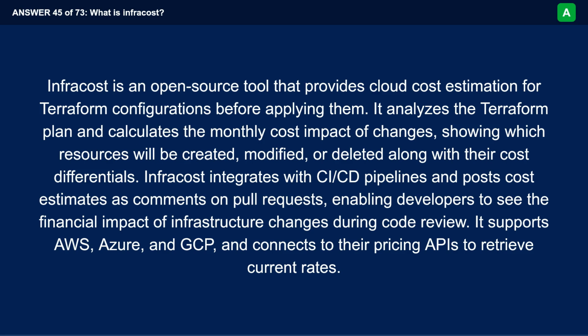differentials. Infracost integrates with CI/CD pipelines and posts cost estimates as comments on pull requests, enabling developers to see the financial impact of infrastructure changes during code review. It supports AWS, Azure, and GCP, and connects to their pricing APIs to retrieve current rates.